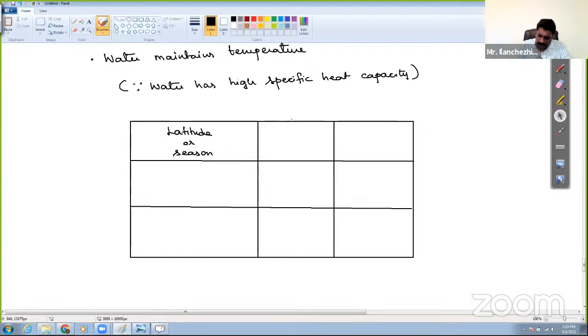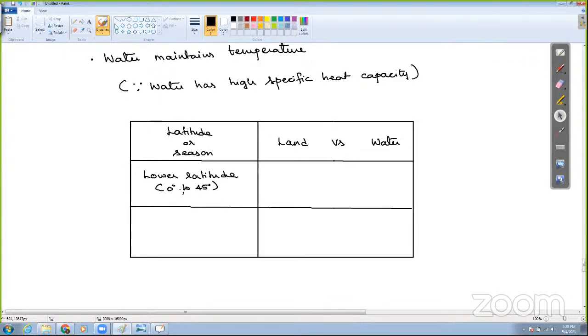I'm just going to compare land versus water, my friend. A very important comparison. My dear friends, if you're in lower latitude, what is this lower latitude, you know, right? When I talk about lower latitude, that extends between 0 to 45 degrees. Normally you call them lower latitude. Or assume the same condition, I'm taking it with summer, my friend. Lower latitude, or the same condition with summer.